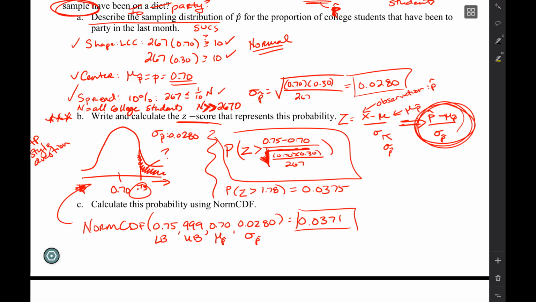Okay, so what does all this mean? It means that if we were to assume that 70% of all college students went to a party in the last month, I take a sample of 267 college students, how likely am I to get something that's a little bit different, like say 75%? We say that I only have a 3.7% chance of getting something like 75% or even more extreme. So if I were to get a sample of 75% at my college campus, I'd say maybe I've got a little bit more heavy of a partying kind of campus, because this was really, really unlikely to occur.